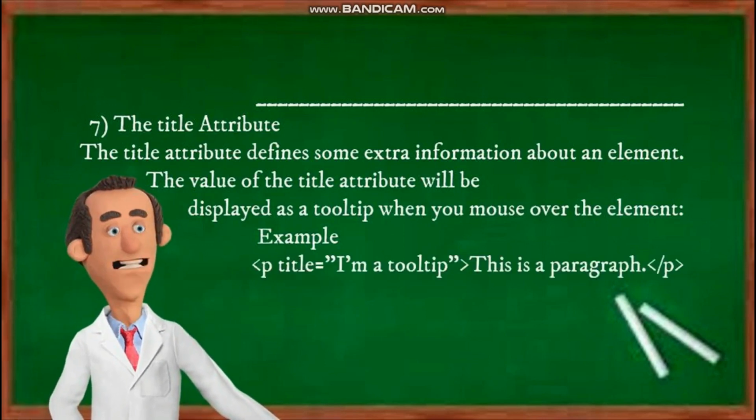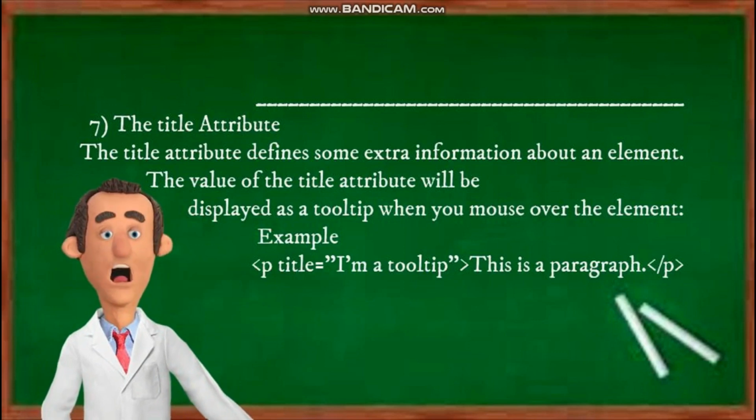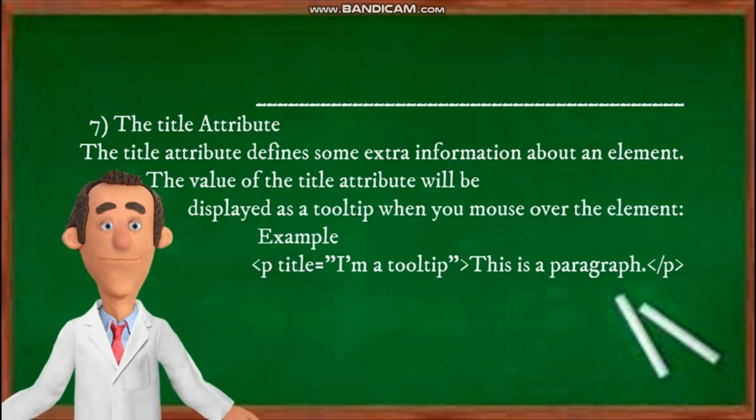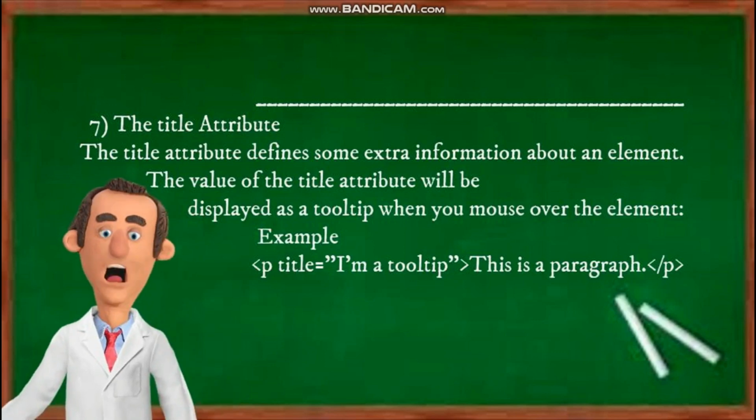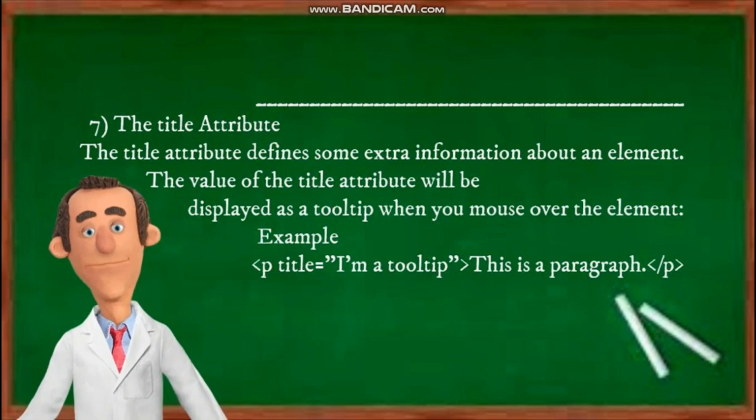Moving to our next HTML attribute, the title attribute. The title attribute defines some extra information about an element. The value of the title attribute will be displayed as a tooltip when you mouse over the element. Example: p title="I'm a tooltip">This is a paragraph.</p>.